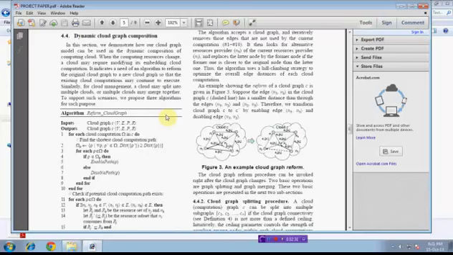First, our algorithm is dynamic cloud graph composition. The first step is the reform cloud graph. For the reform cloud graph, first look at your example. This is a cloud graph C1, and C dash is the reform of the graph. In your algorithm, the cloud graph contains vertices, edges, and processes and resources. That means processes and resources.